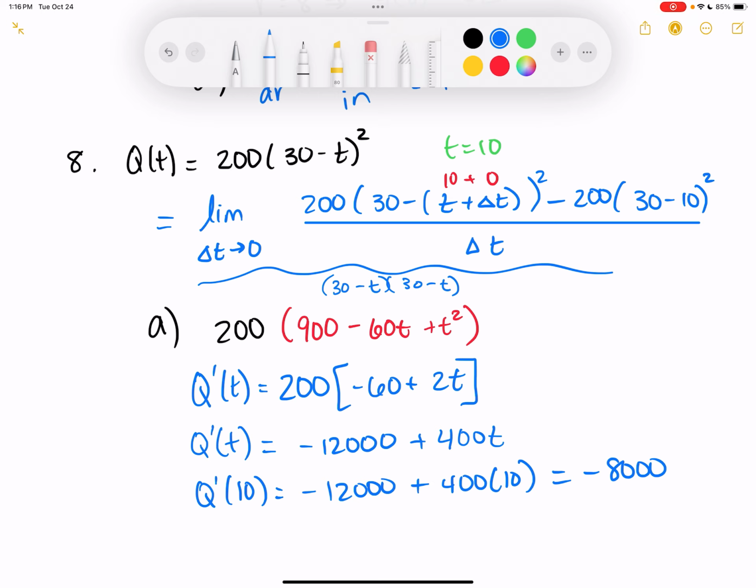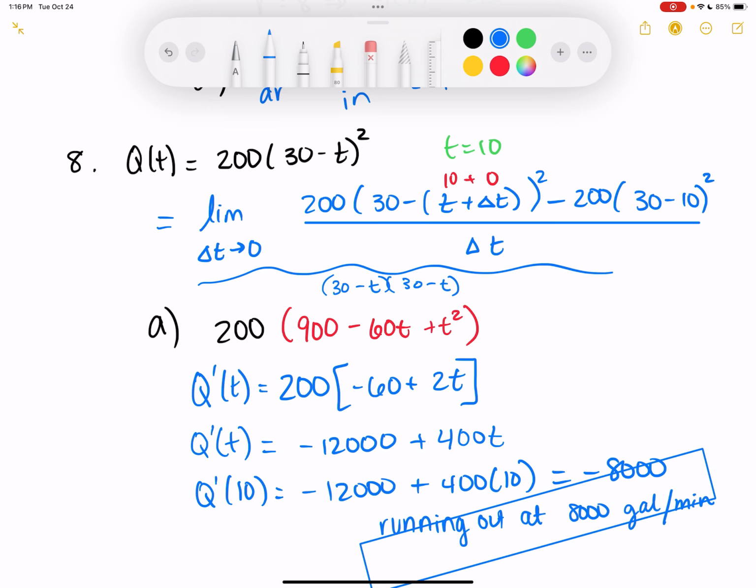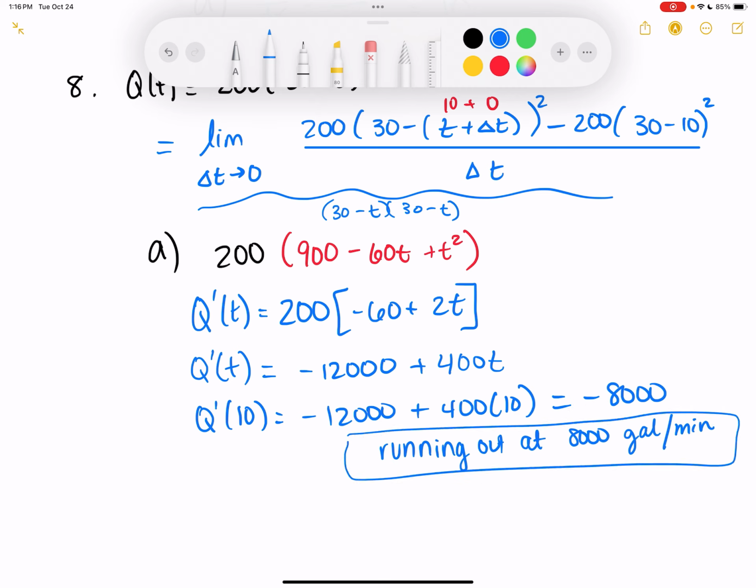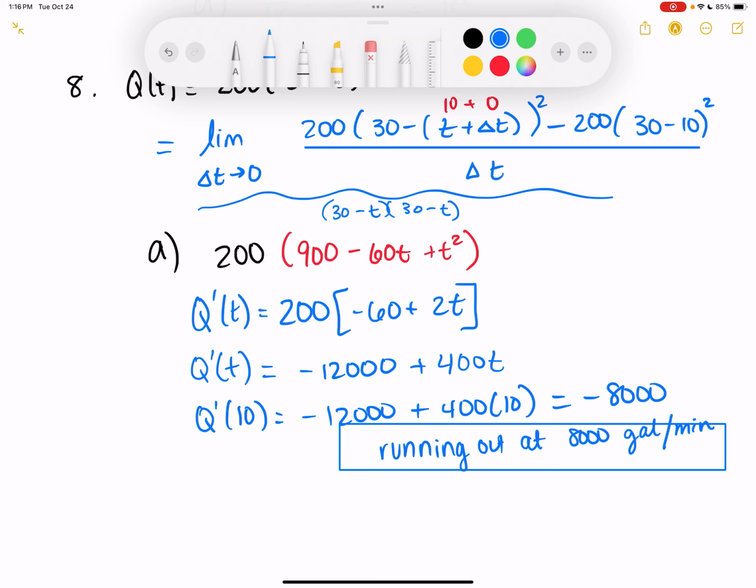So basically it is running out at 8,000, and it's in gallons per minute. That was the information given to you in the problem to be able to figure that out. It's just not meant to be rectangled off apparently. So at the end of 10 minutes, it is running out at 8,000 gallons per minute.